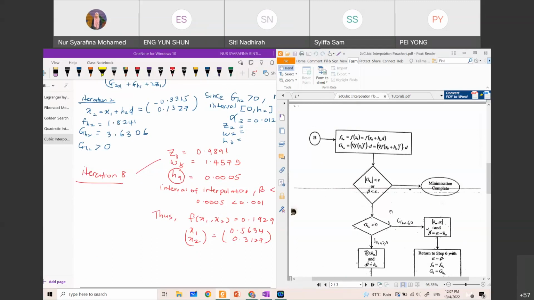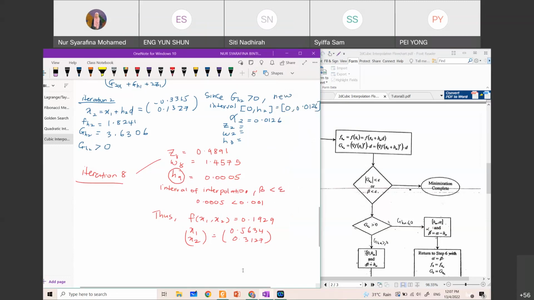If you want to proceed, just make sure that the magnitude of GHM is less than epsilon, which is quite long to reach. Usually we set the stopping criteria for both cases in our programming. For manual calculation it is quite long, but this is how we do it. Is that clear?